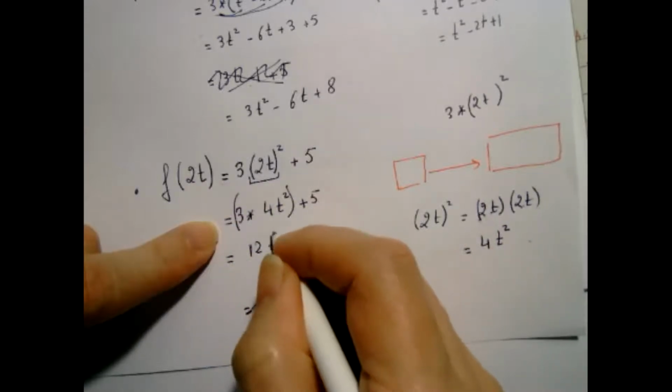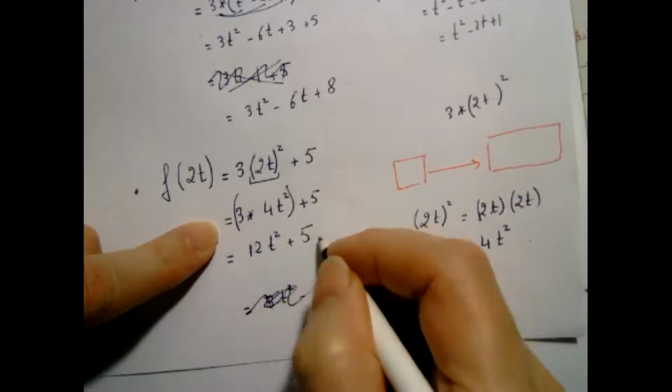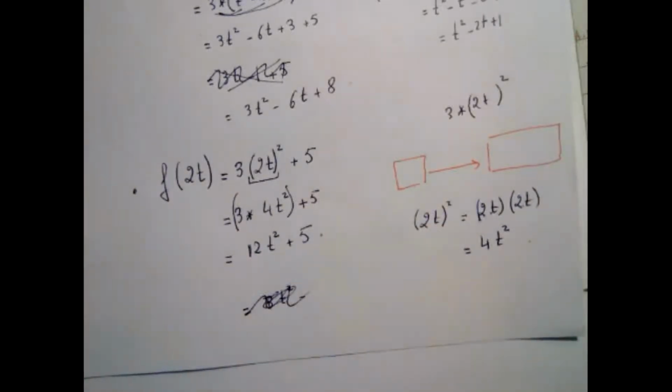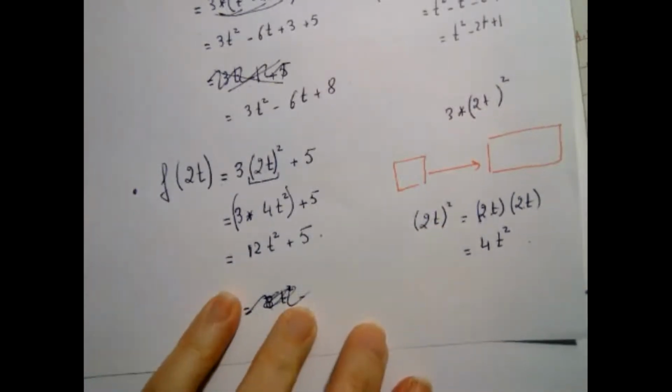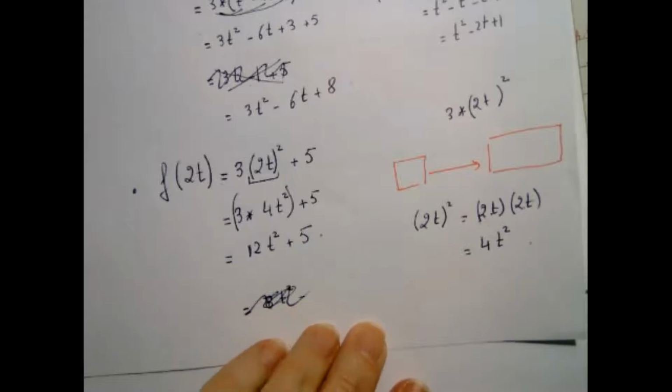12t squared plus 5. Plus 5. Now I am done. Okay, so please do the algebra very slowly. Don't jump. The minute you jump, you're going to make mistakes.